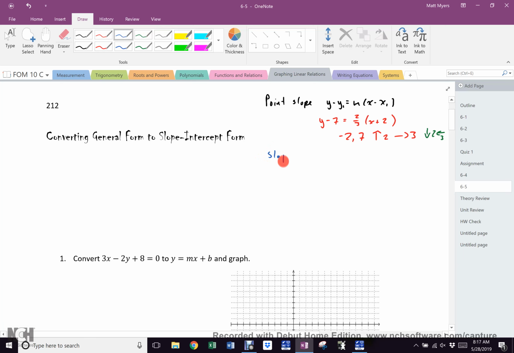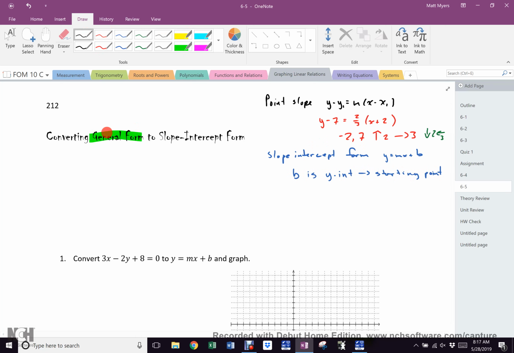Which is called slope-intercept form. And how is slope-intercept form very similar? Well, Nathan's already told us it's y equals mx plus b. Still have a y, still have an x, still have an m. But our starting point here, b, is our y-intercept. So that is our starting point. And then other than that, we do the same thing. Everyone's good?